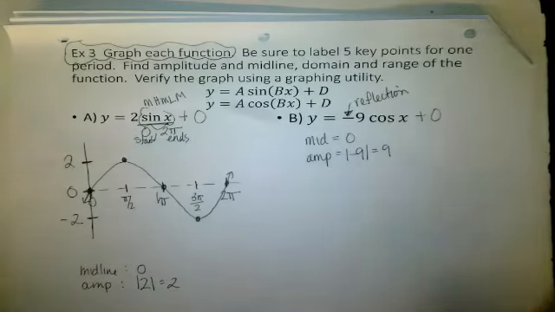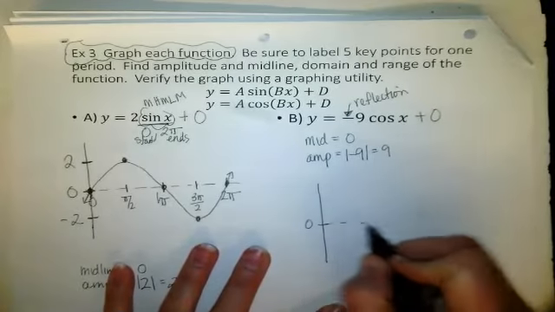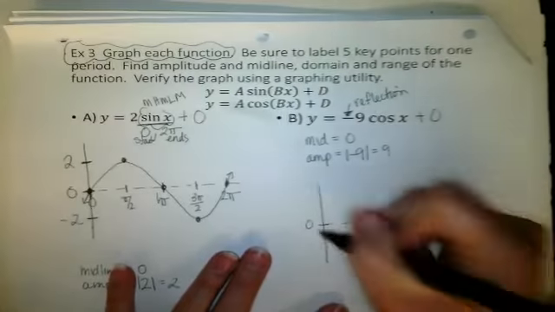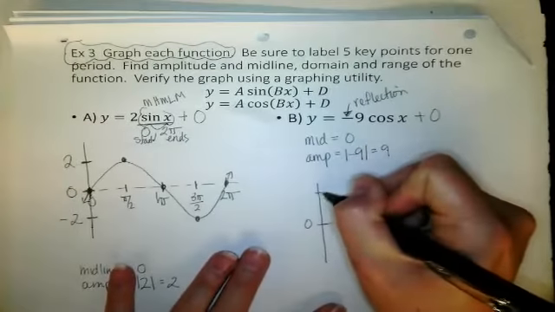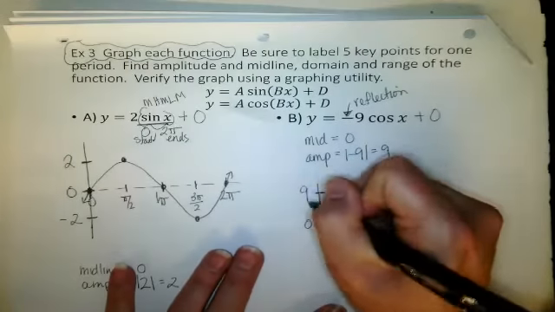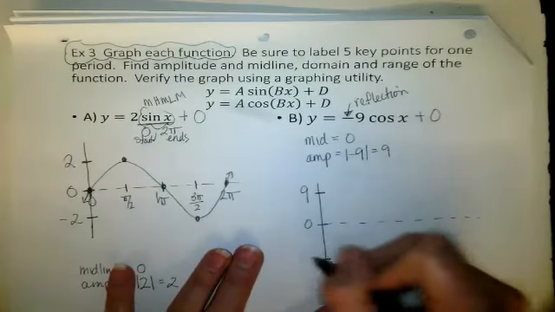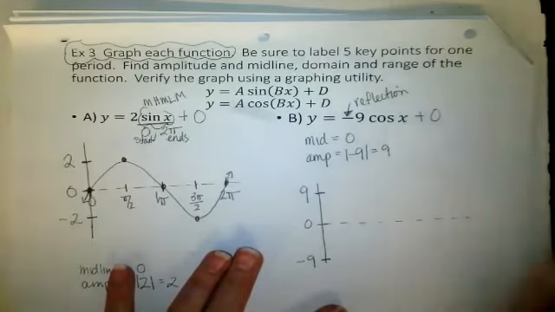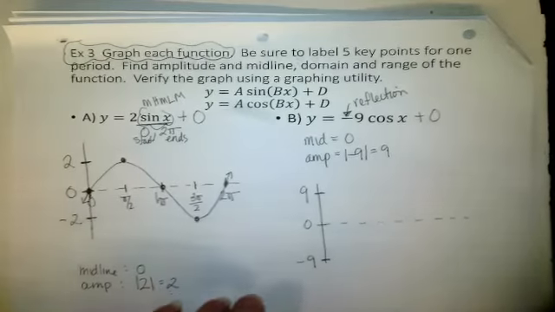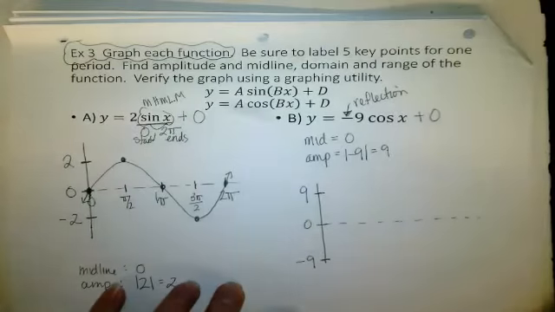All right. So we're going to start with our midline, which the middle is 0. I'm just going to make that a nice little dotted line there. Our amplitude is 9. That means 9 units above the midline would be our maximum value. What's our maximum value? 9. And 9 units below our midline would be our minimum value. What's our minimum value? Negative 9. Are they always going to be the same? No. You'll see that's the next one. Yes, very good. All right.